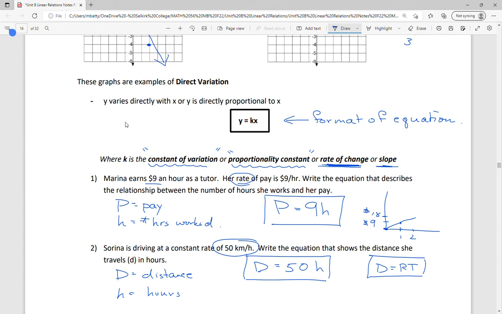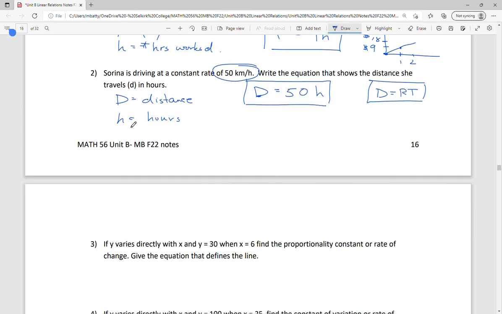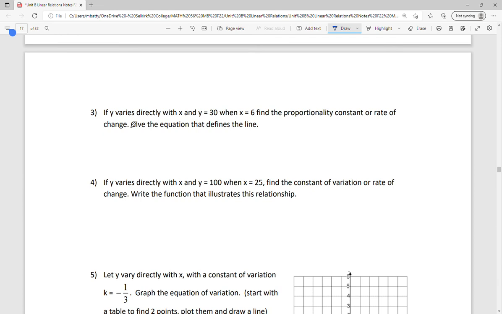And your total distance is going to be that times however many hours you travel. Okay, so making this applied again, but using all those mathy words. This one says, find the proportionality constant or the rate of change. So again, that format of the equation, y is going to equal k times x. This is your proportionality constant or your rate of change.